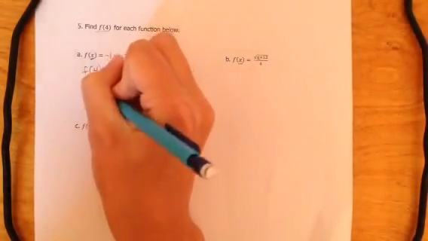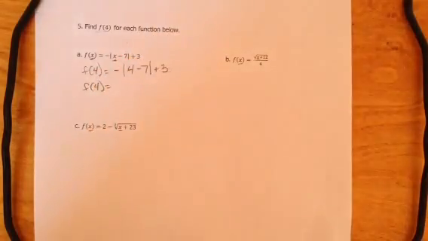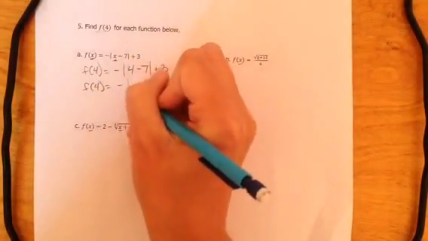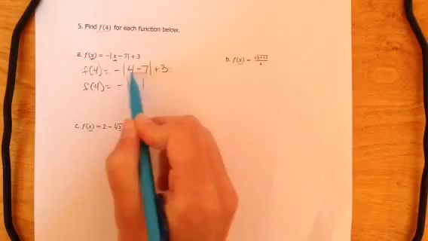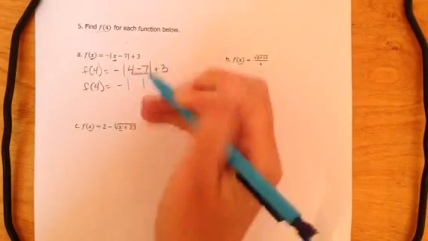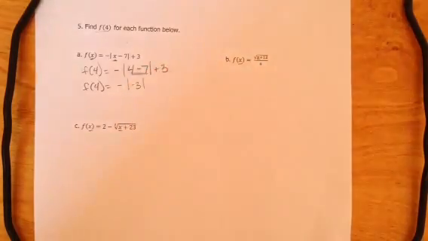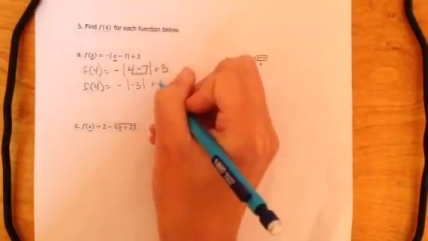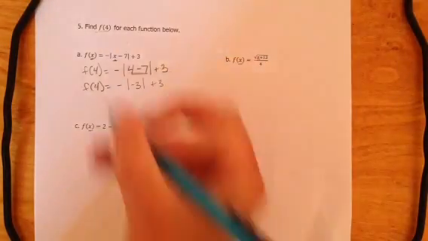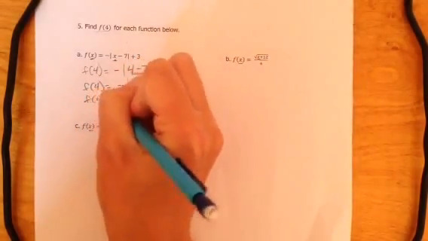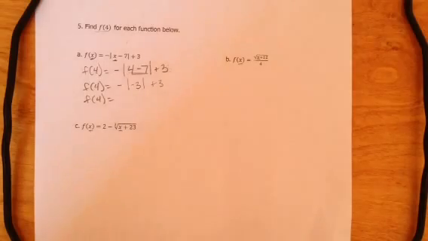So f of 4, I'm going to copy the same thing on the left side down. Negative, then the absolute value. We're going to subtract these things first. 4 minus 7 gives me negative 3. Do the operation first, then plus 3 on the outside. The next step, copy the left side. It stays the same the whole way down.